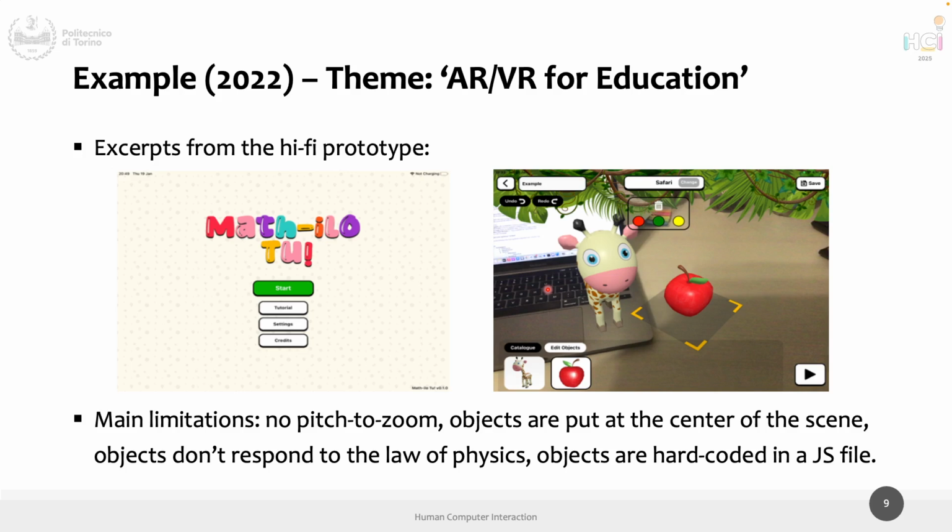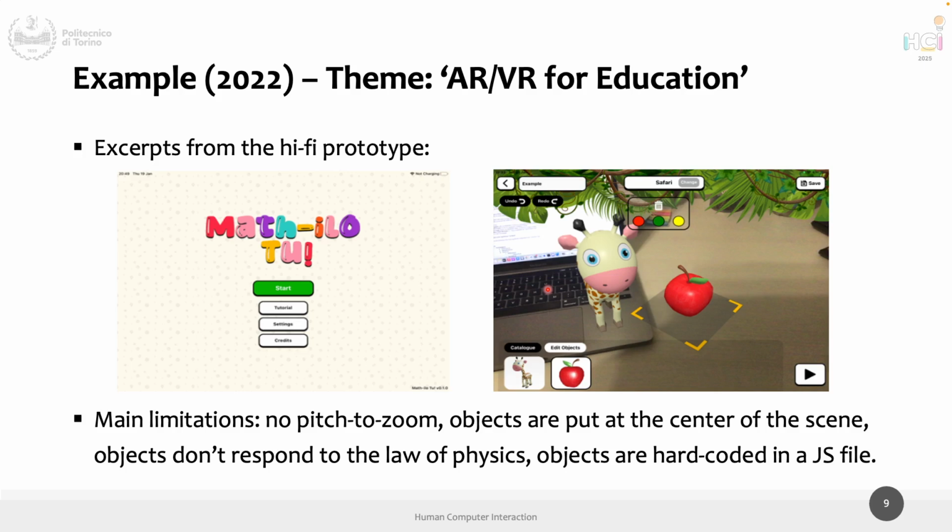This looks real, that's why it's high fidelity. But there were limitations. For instance, you cannot zoom in with the pinch to zoom, it's just fixed. Objects are put at the center of the scene. So they show the point, the table, and then the object was on the table. But if they point at the ceiling, the object was on the ceiling. They did not constrain the object to a surface, which in a real application you should do, because otherwise you have this object moving around.